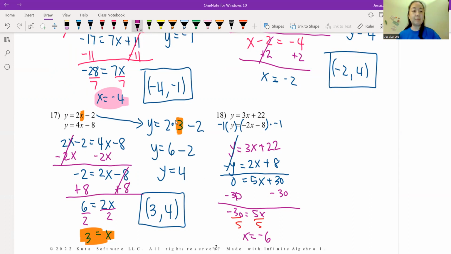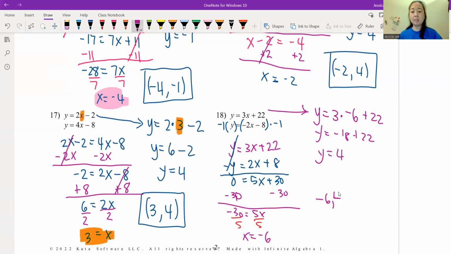Again, it's the same thing as we've been doing before. We're going to either plug it into the top or the bottom. I'm going with the top. We use that right here. So y is equal to 3 times -6 plus 22. So y is equal to -18 plus 22. So y is equal to 4. So we get x is -6, y is equal to 4.